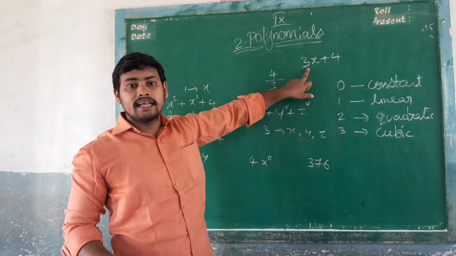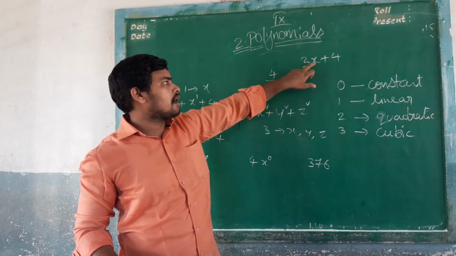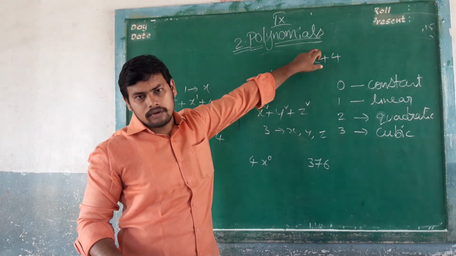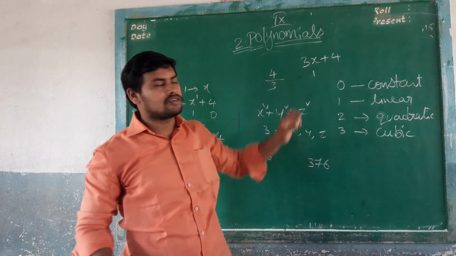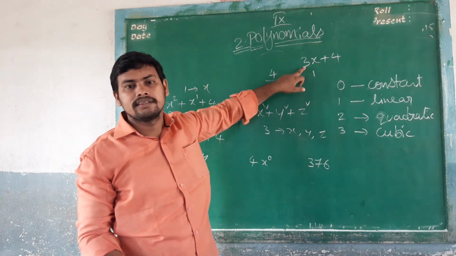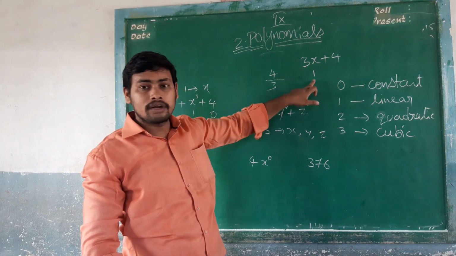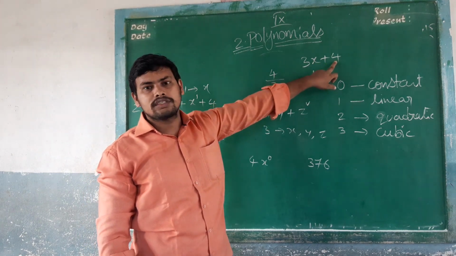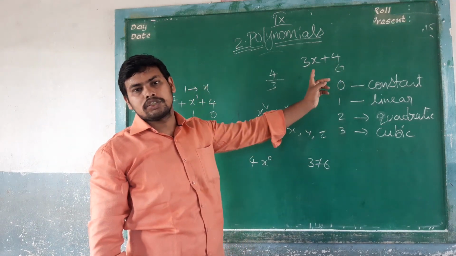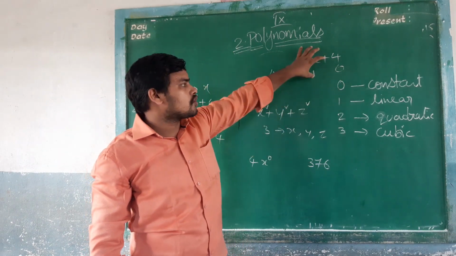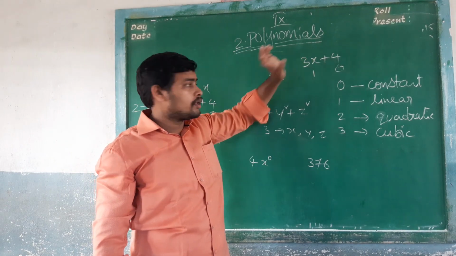What is the degree here? The exponent of x is 1. We already know that 3 is a constant term, so the degree of 3 is 0. What is the degree of this constant term? Again 0. So which is the largest one among these two? 1 is the largest number. So 1 is the degree of this particular polynomial.